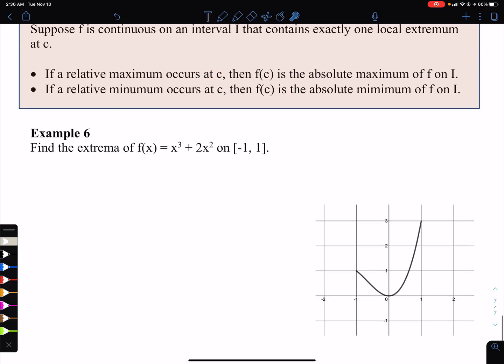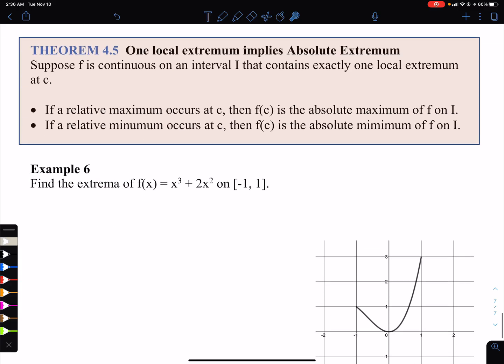So I'm going to give you a quick drawing of that. So we have an interval. There's only one relative max or min. Clearly that has to be absolute max. There can't be any bigger point than that. And similarly, there's only one relative minimum point. That's got to be the absolute minimum.